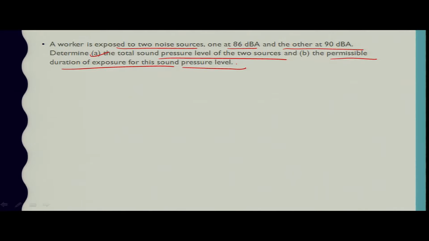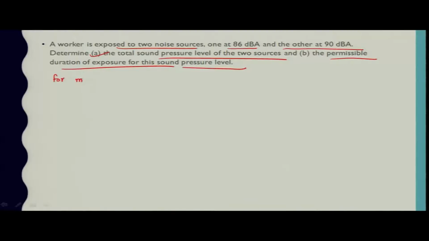As we know, for a single tone sound pressure we have one formula: SPL equals 20 log base 10 PS upon PR, where PS is the sound pressure from the source and PR is the reference pressure level. But for multiple noise sources we have an amended formula: SPL equals 10 log base 10 summation of 10 to the power 0.1 times SPL i, where i indexes the sources.